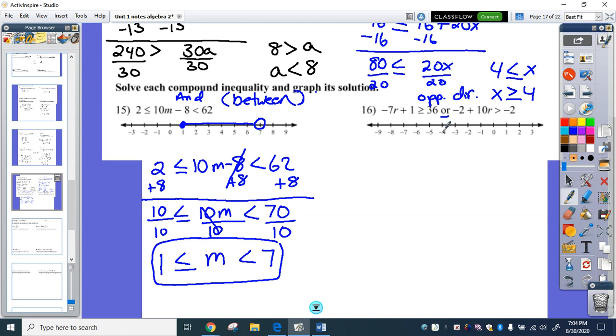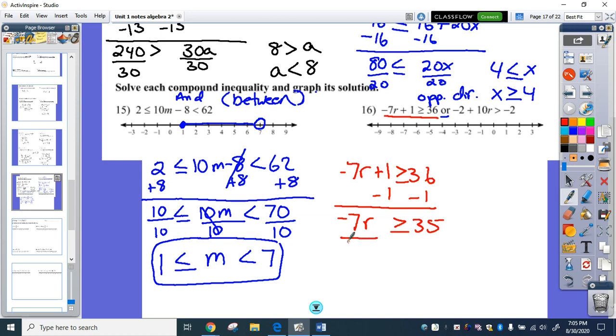For an "or" problem, you have 2 separate equations, which means you're going to come up with 2 separate answers. So let's solve the first equation in one color. If we have negative 7r plus 1 is greater than or equal to 36, we would subtract 1 from both sides. That would give us negative 7r is greater than or equal to 35. We would then have to divide by a negative, but don't forget what happens when we divide by a negative: variable stays, inequality flips. 35 divided by negative 7 is negative 5.